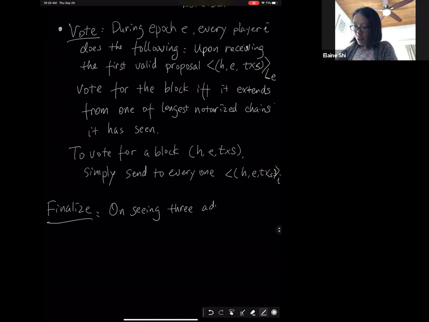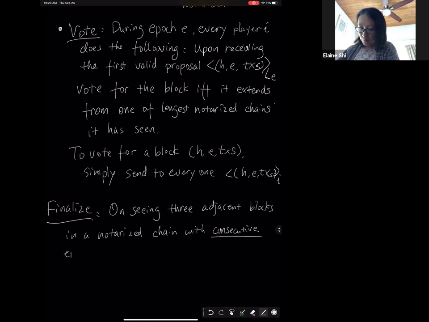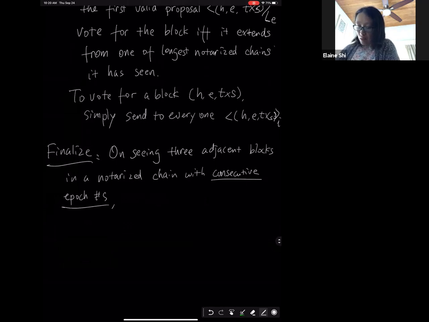Upon seeing 3 adjacent blocks in a notarized chain with consecutive epoch numbers, consecutive epoch numbers. So if I see this good pattern, I can finalize the entire prefix up to the second of the 3.